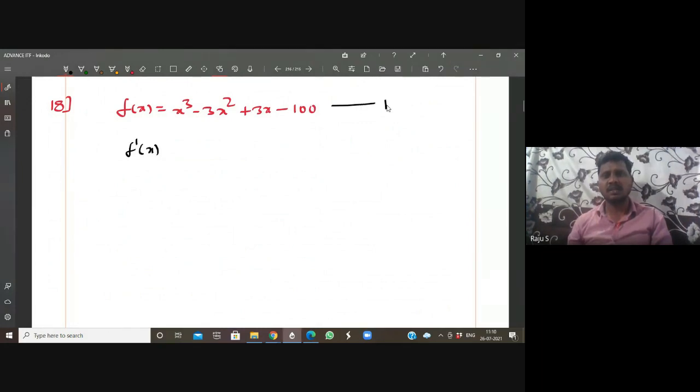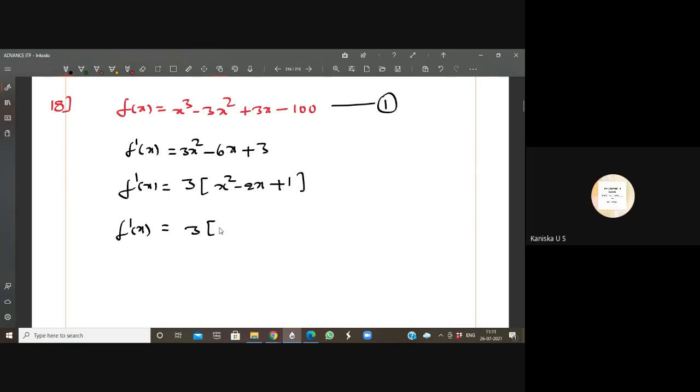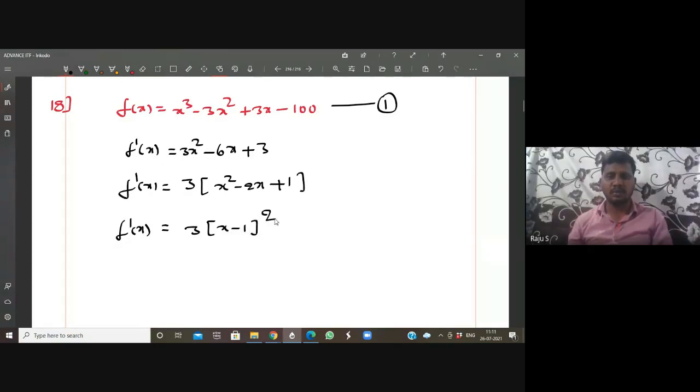Let us take this as equation 1 and differentiate equation 1 with respect to x on both sides. So here we are going to get 3x square minus 6x plus 3. The derivative of 100 becomes 0, 100 is a constant. So f dash of x is equal to, 3 is common, so x square minus 2x plus 1. Am I right? Then f dash of x is clearly equal to, what about here? X square minus 2x plus 1 can be written as x minus 1 whole square.